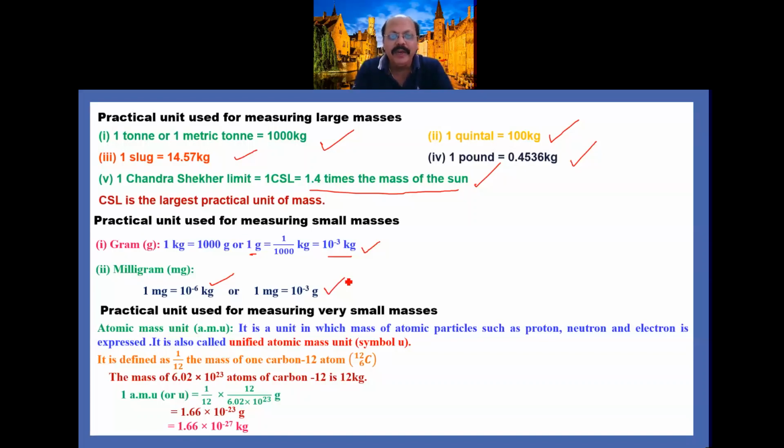So from here, by the unitary method, you can say that 1 amu or u equal to 1 upon 12 into 12 upon 6.02 into 10 is power 23 gram. When you solve it, you will get 1.66 into 10 is power minus 24 gram, or 1.66 into 10 is power minus 27 kg, because we have to use SI units.